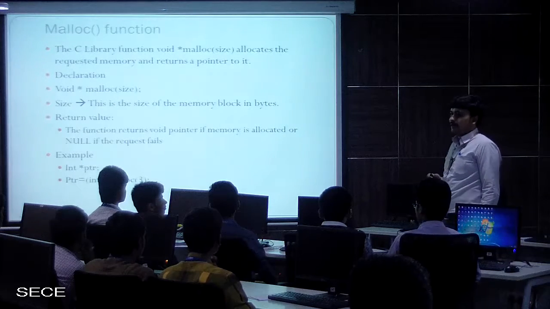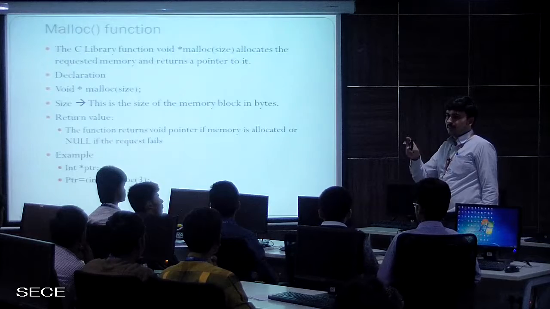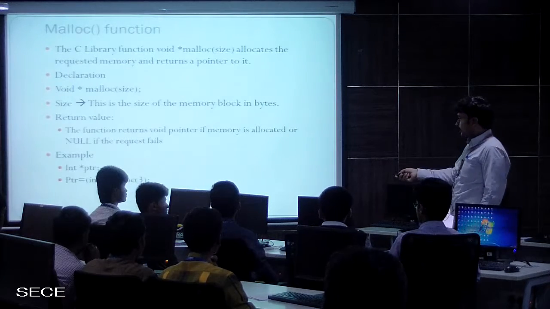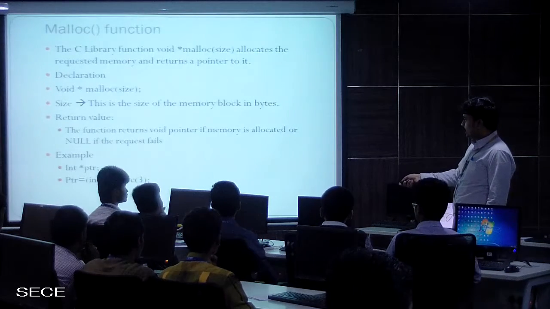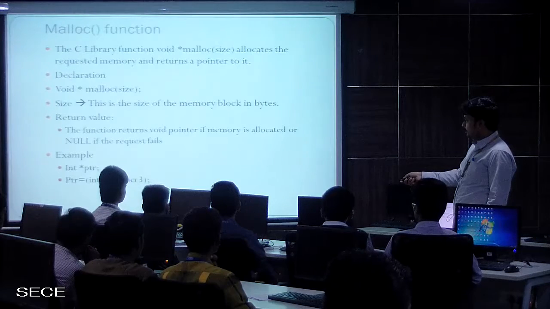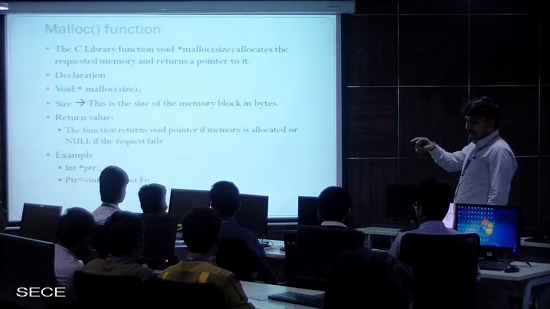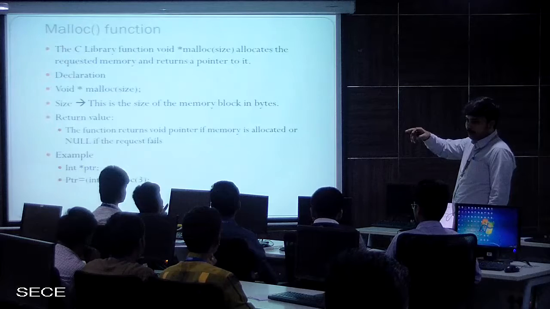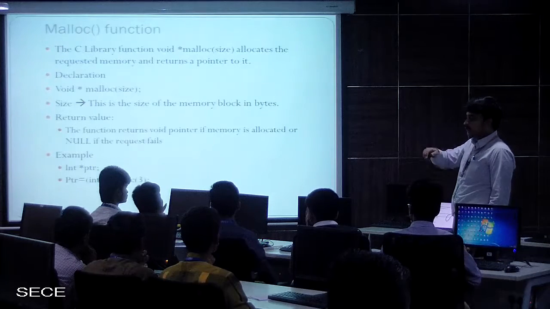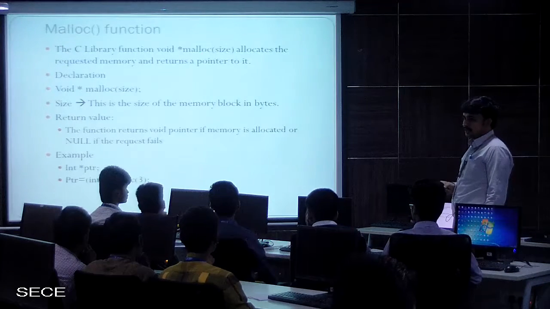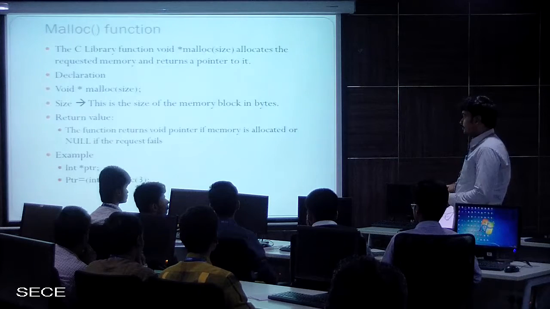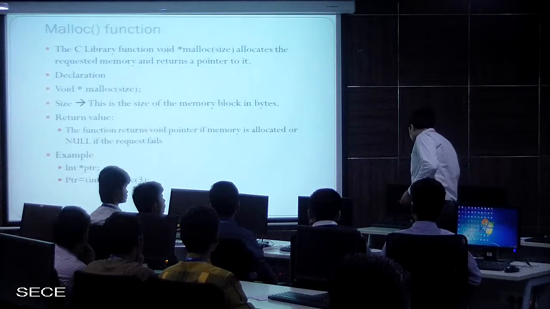What is the use of a pointer variable? It is used to store the memory address. So here our malloc function is going to create a block of memory and return a void pointer, and we are going to convert that void pointer into an integer pointer and store that in the ptr pointer variable. Let me show you one sample program.